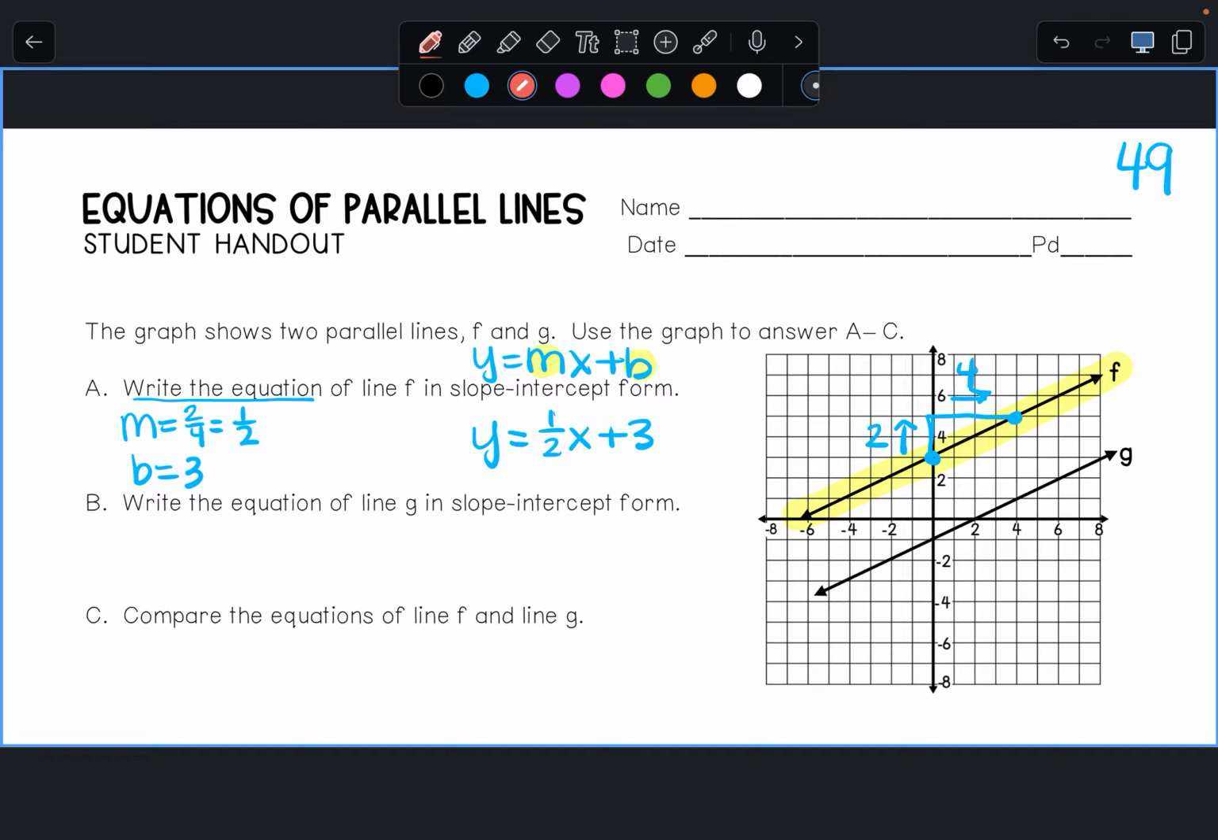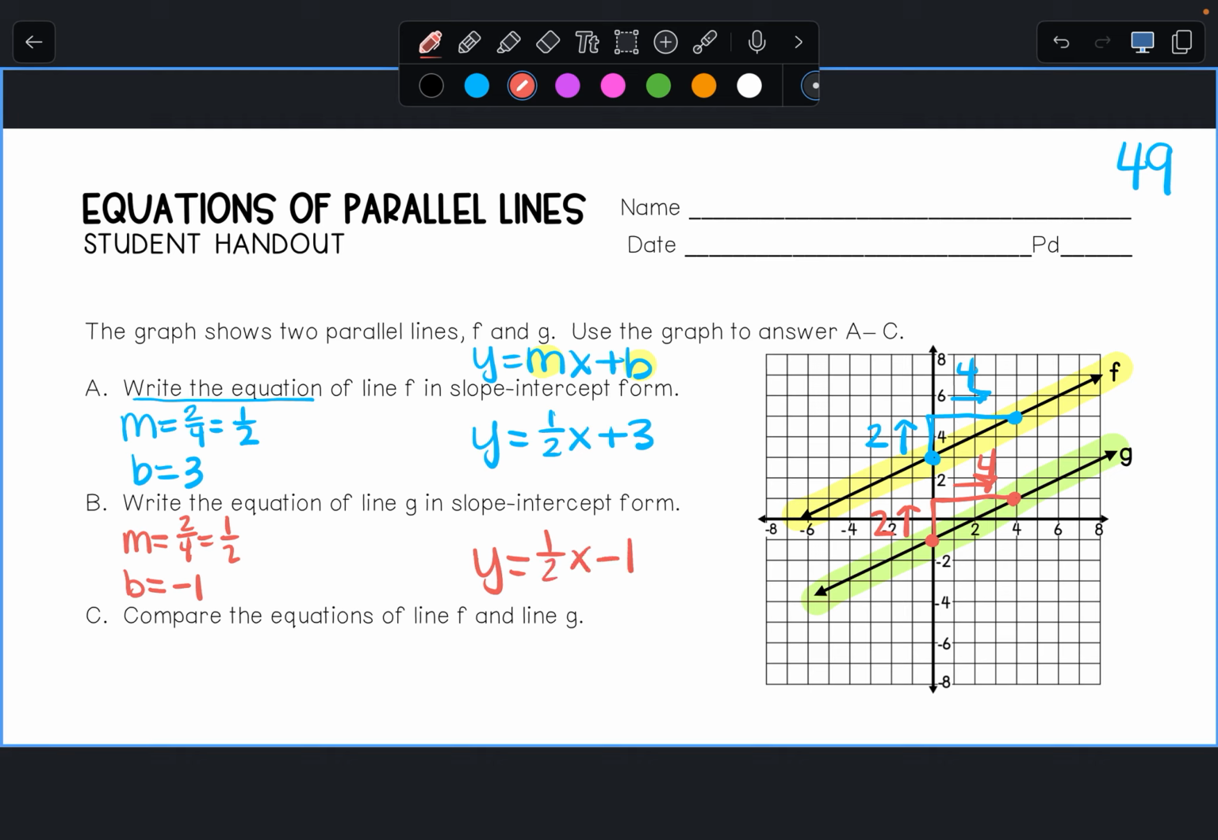Part B. Now they want us to do the same thing, but they want us to write an equation for this line, line G. Once again, we need two things. We need the slope, we need the y-intercept. So starting with the y-intercept, what is that? -1. Give me another point we can use for the slope. 4, 1. Okay, same thing. Rise over run. We rise 2 and run 4. And then 2 over 4 simplifies to 1/2. So our equation is y equals 1/2 x minus 1.